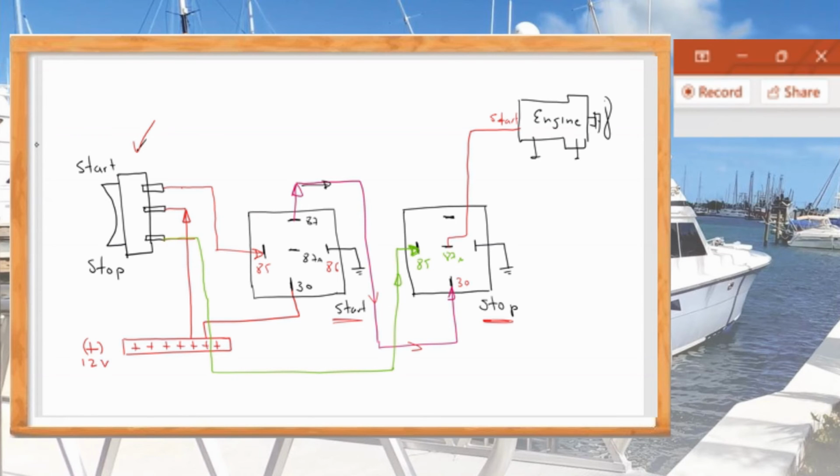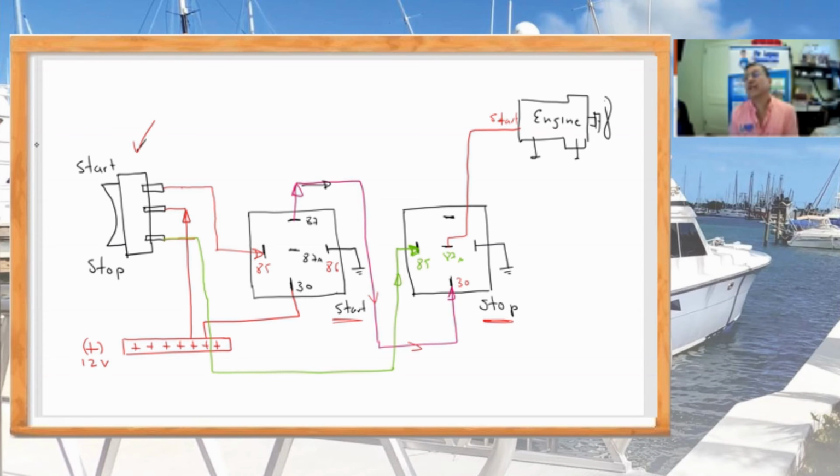You see that combination of relays? The first one is used in the normally open position, the external position between 30 and 87, and the second one is used in the middle position between 30 and 87A. With the first one, you start the engine, and with the second one, you stop the engine.